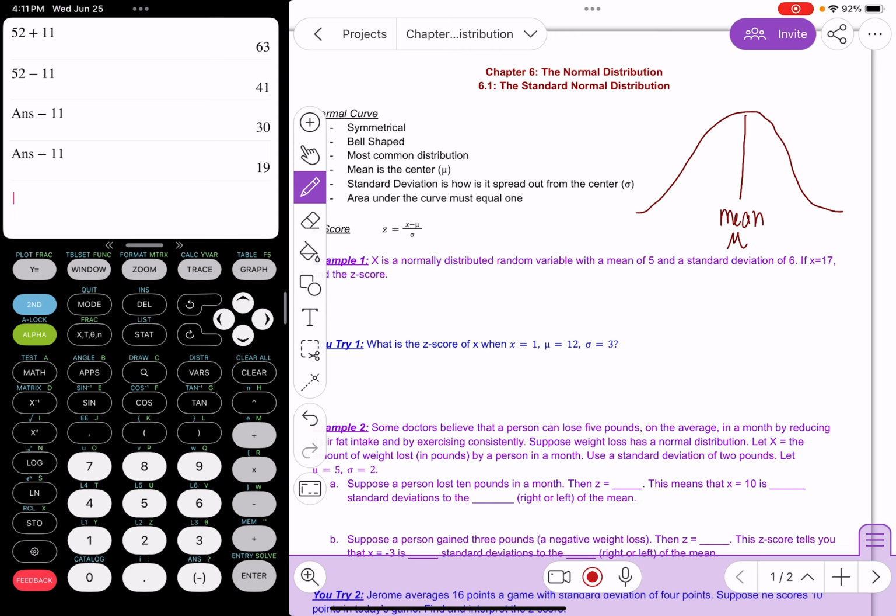Mean is that M or that mu looking shape. And standard deviation is how it's spread out. The z-score is how we standardize that and make it so that we can compare any mean and standard deviation to each other if it's similar things. If you're ever not given a mean or standard deviation, you're going to use 0 for the mean and 1 for the standard deviation. And that is what makes it standard normal.